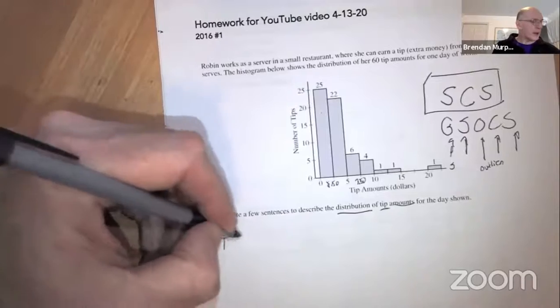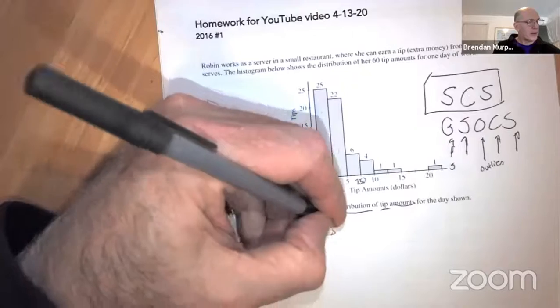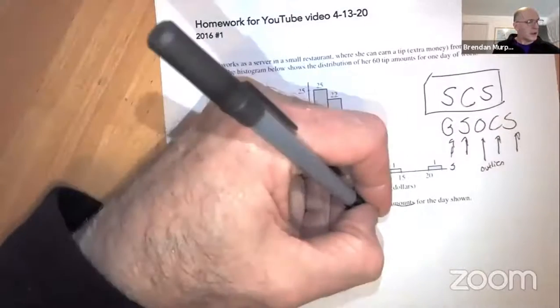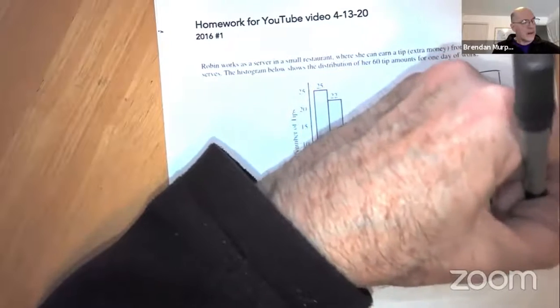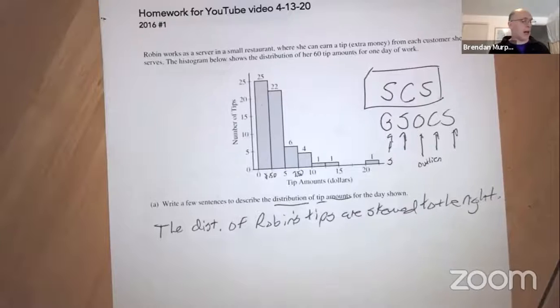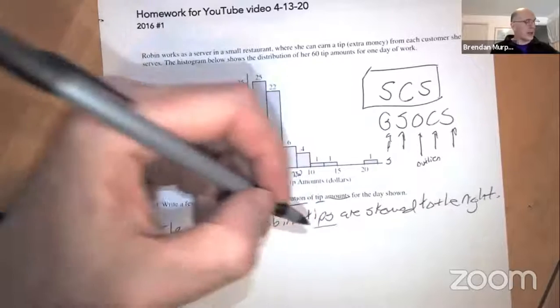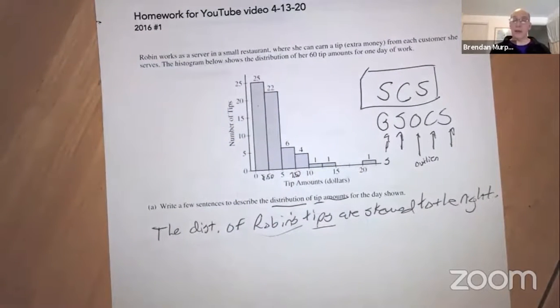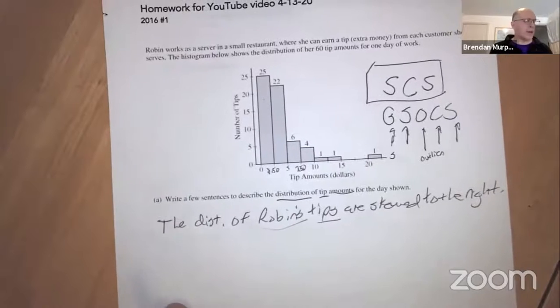Let's do shape first. The distribution of Robin's tips are skewed to the right. So I've actually done two things here. I've talked about the shape. It's clearly skewed to the right. And I've also gotten in tips and Robin, and so I have context. And that was strategic. I wanted to get that in one sentence and get two things at once.